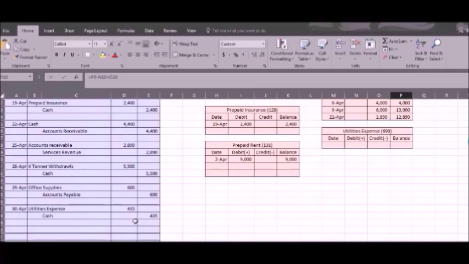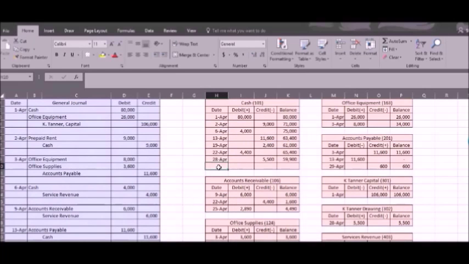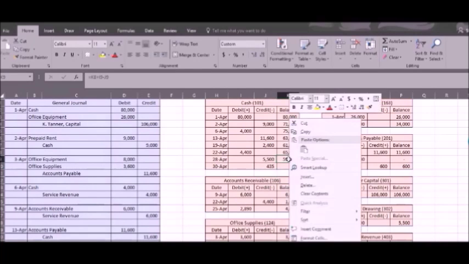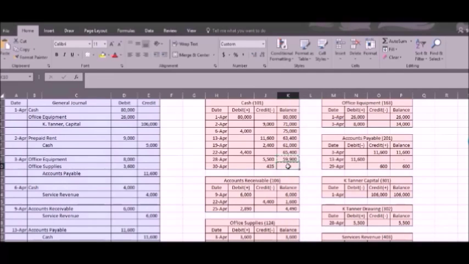The last one we have is a debit to utilities expense. I know this is going to be off, so I'll fix that right away. So 4/30, we debit the expense for $435, and we credit cash for $435, and update my formulas.